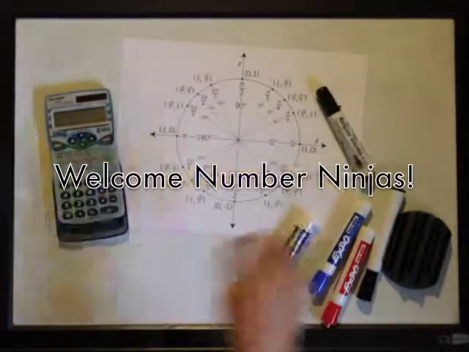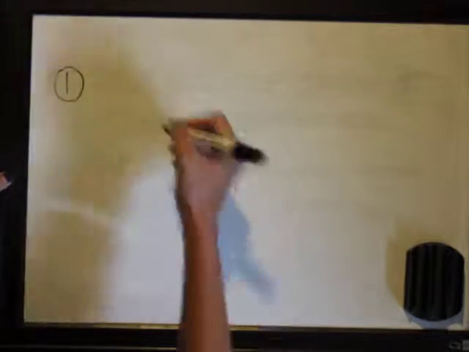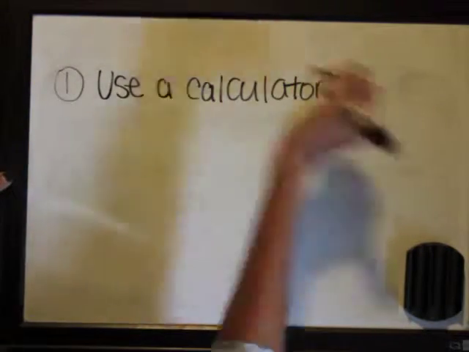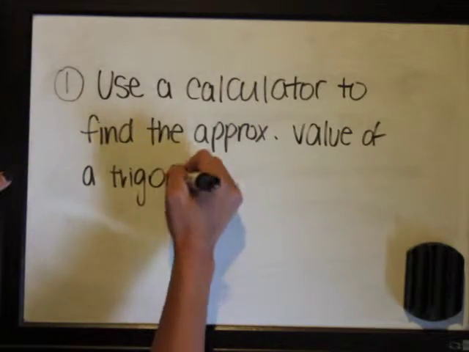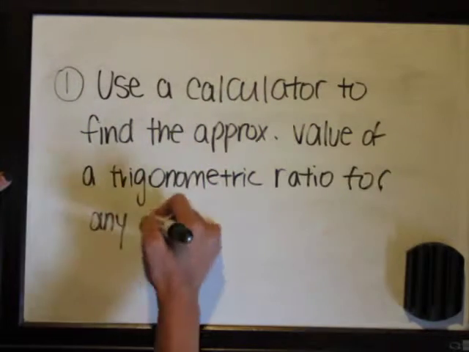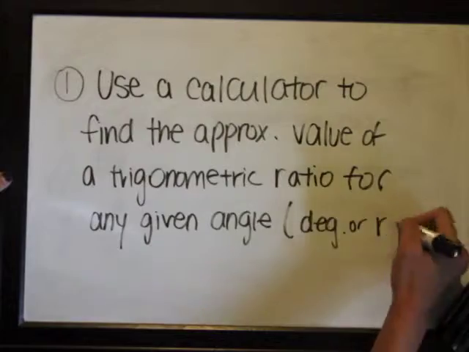Alright, number ninjas, today you need pen, pencil, paper, unit circle, and a calculator. So we are going to use a calculator to find the approximate value of a trigonometric ratio for any given angle that's either in degrees or radians.